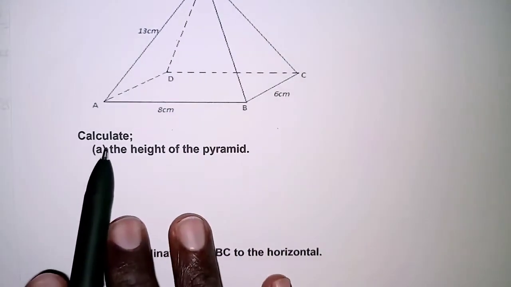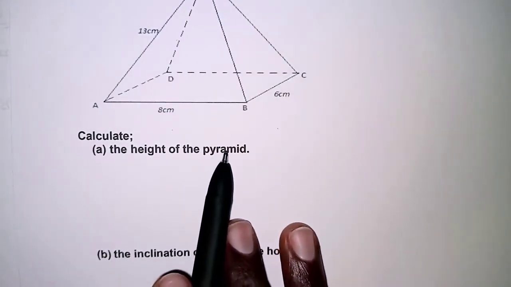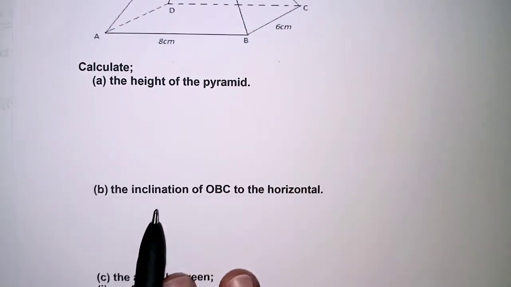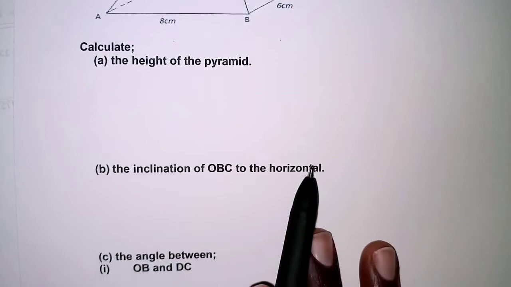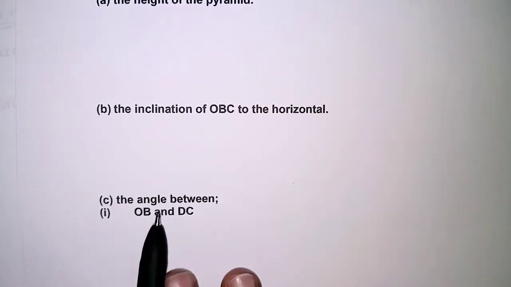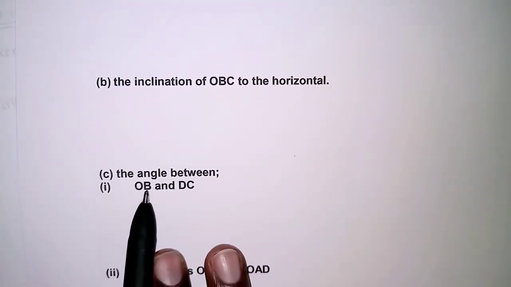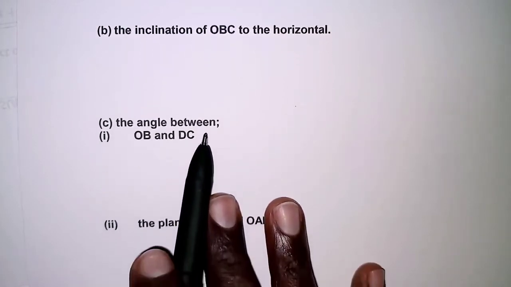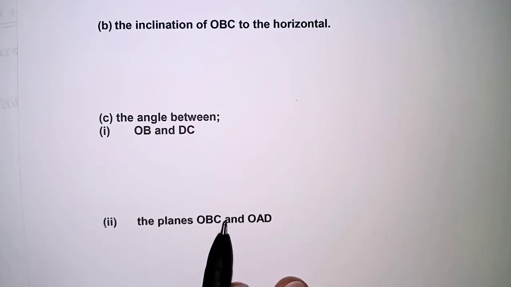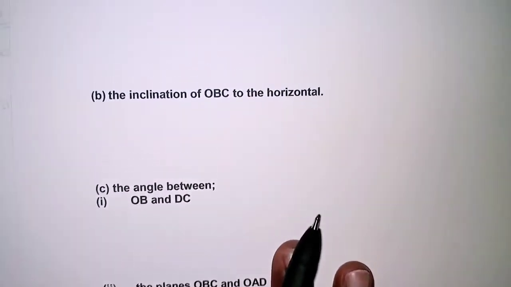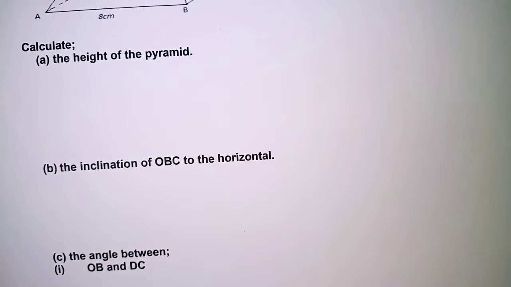Then calculate part A, the height of the pyramid, then part B, the inclination of OBC to the horizontal, then part C, Roman 1, the angle between OB and DC, and Roman 2, the angle between the planes OBC and OAD.